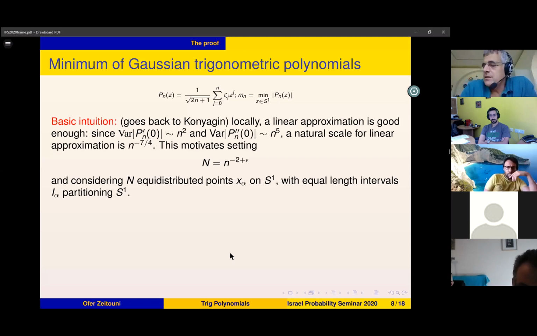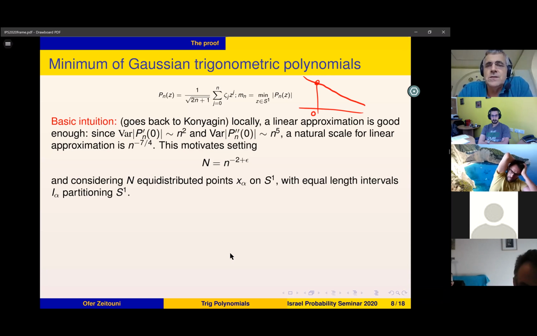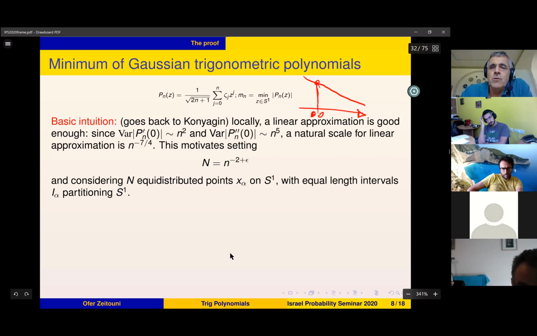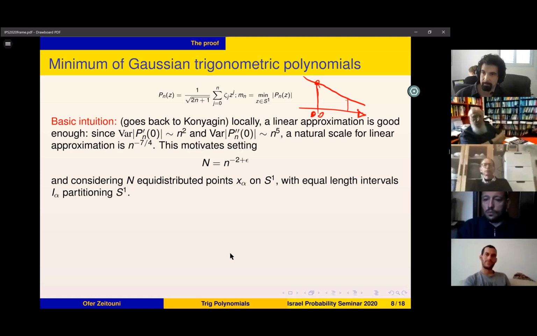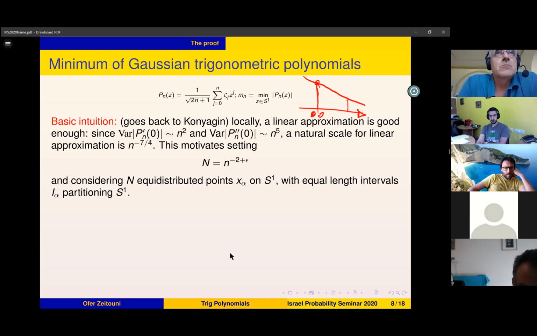So let me draw a picture. It could be that at a particular point, say if this is 0, the value is large, but you have a linear line that gets closer to 0. I'm drawing this at a particular point, as a function of the distance from 0. So maybe I'm high at 0, but somewhere along this linear line, it's just linear and I know the coefficients, so I will get much closer to 0. So that's the story of what is going on. There is a natural scale for linear approximation, which is much larger than 1 over n squared.